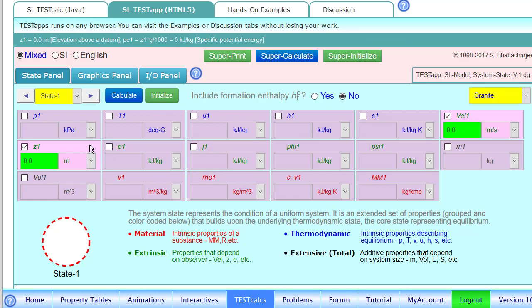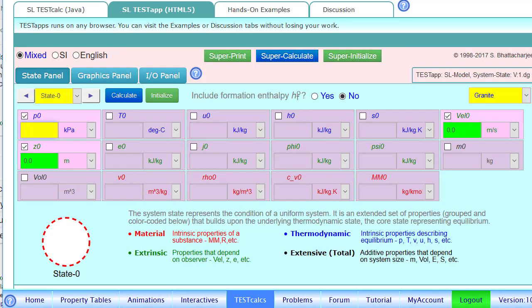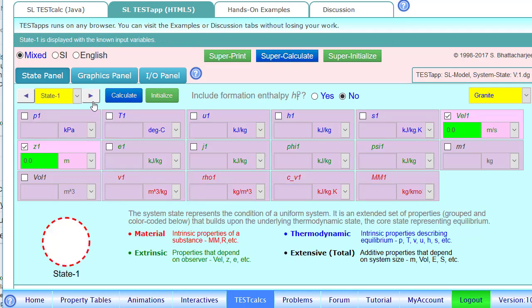Since we're going to need to evaluate the exergy, which is that phi right there, we want to fill out state 0, which is the dead state, or basically the equilibrium state. So P0 would be 100 kPa, and T0 would be 25 degrees Celsius. All right, and then we hit calculate, and since it's state 0, the phi is going to be 0.